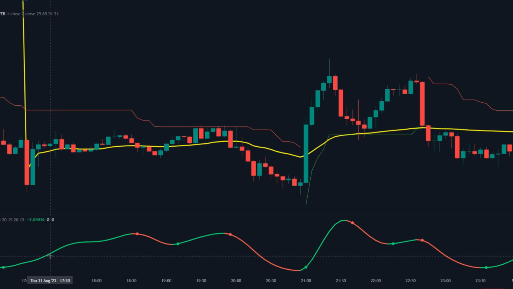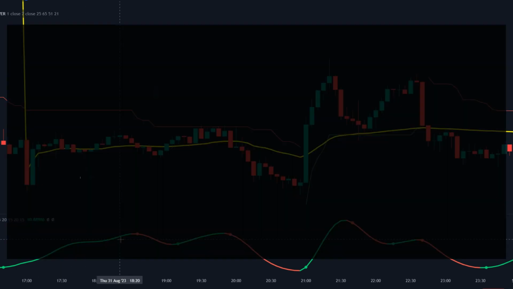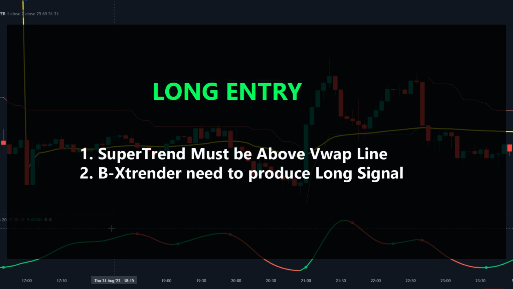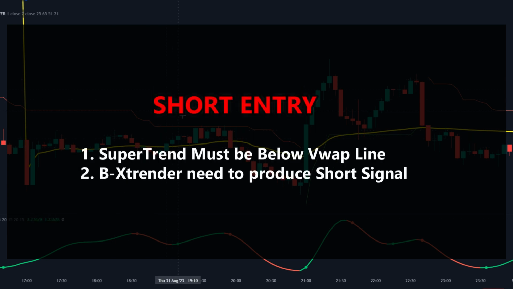I'm gonna put these entry rules here for easy understanding. So for the bullish entry, the Super Trend has to be above the VWAP line and the BX Trender needs to produce the long entry. And the opposite is true for the short entry.